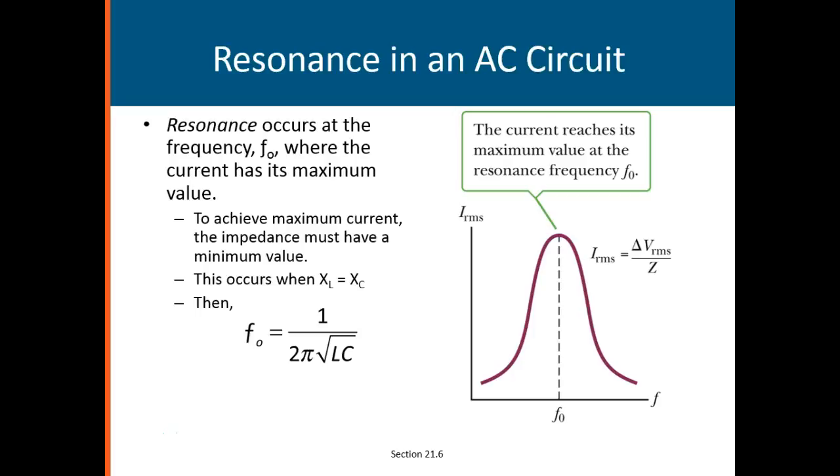So, resonance occurs at the frequency F0, I would call it F sub R, but they call it F sub 0, where the current has its maximum value. To achieve the maximum current, the impedance must have a minimum value. This occurs when X sub L equals X sub C, right? We've been saying that. If those two are equal, then the difference is 0. When the difference is 0, then everything is going through a resistor, okay? So that F sub 0 would be 1 over 2 pi times the square root of LC.